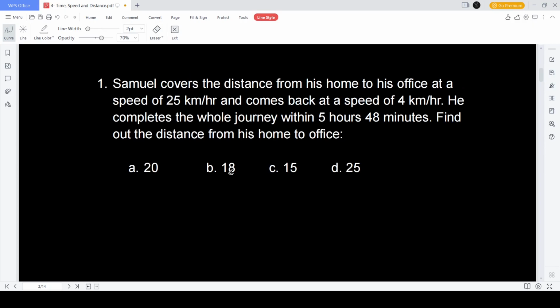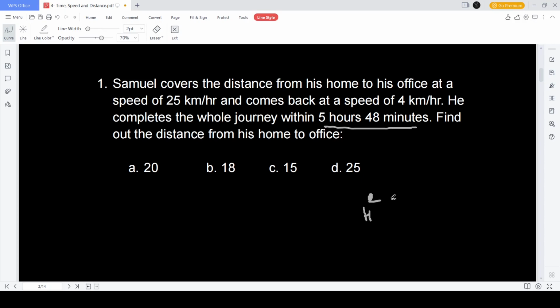Fine. First question: Samuel covers the distance from his home to his office at a speed of 25 km per hour, and comes back at a speed of 4 km per hour. He completes the journey in 5 hours and 48 minutes. Find the distance from his home to his office.